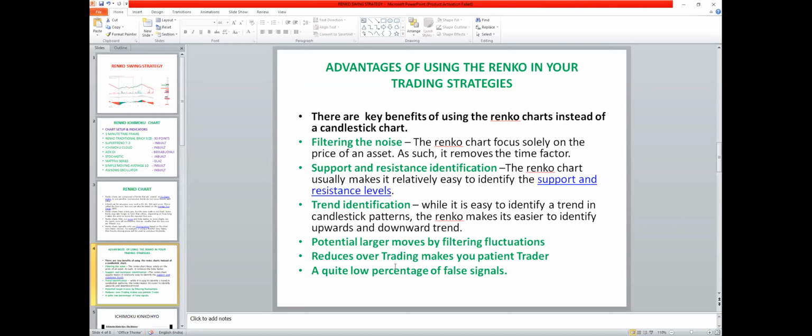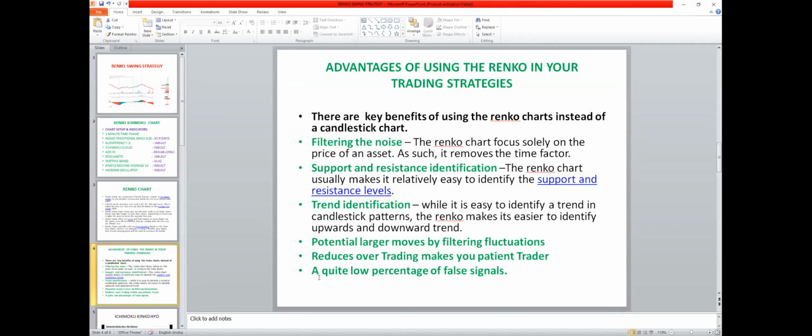And the next one, it reduces our trading, and this is also very important. As scalpers, we are used to overtrading, so it will make you a more patient trader. It will give you more patience to sit on a trade, and you won't find many trades with the Renko. So you will be taking much fewer trades compared to other chart setups we are using.